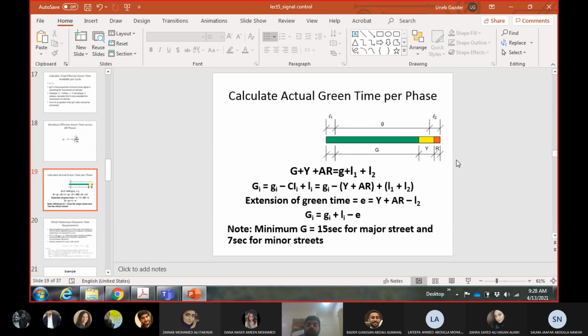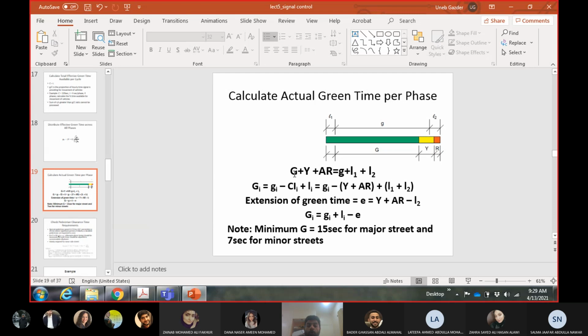And then you calculate the actual green time. So effective green time is the time during which the vehicles are moving at saturation headway, the minimum headway, and the actual green time is the time during which the signal is showing you green.